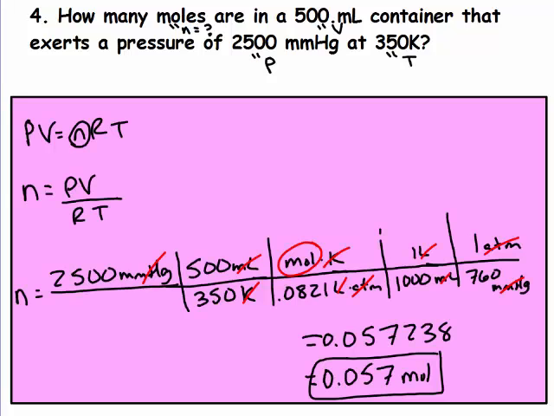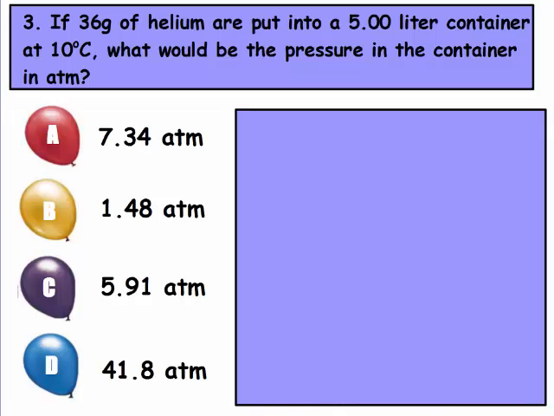So looking at this problem, you should have gotten 0.057 moles. Make sure that you converted your ATM or your millimeters of mercury to ATM, and you converted your milliliters to liters. So make sure that you have these final 2 steps if you didn't get that. If you didn't get this, you can pause it and keep looking at it. Otherwise, try this last one on your own.